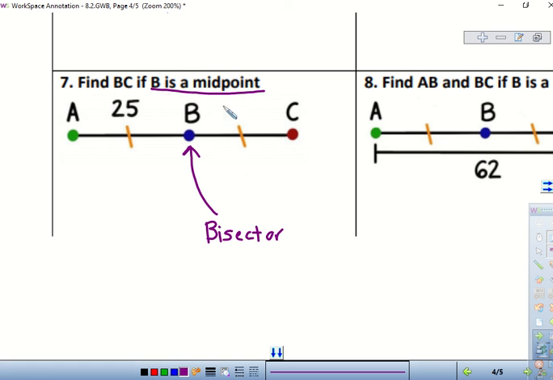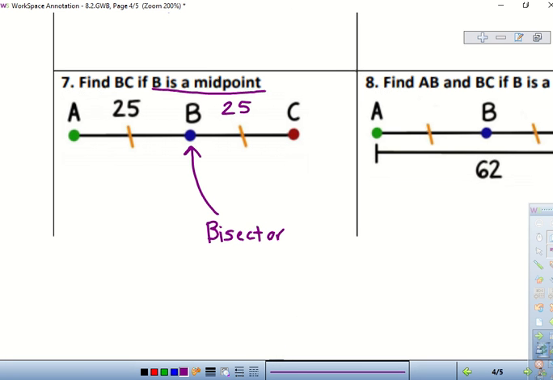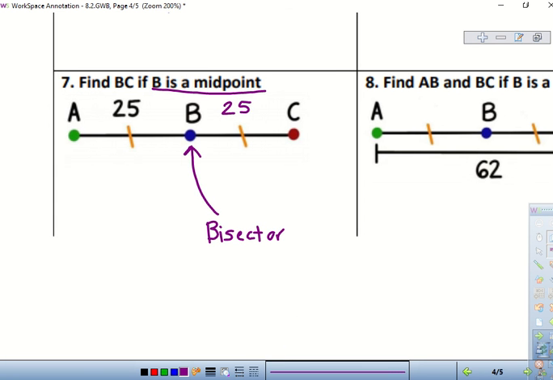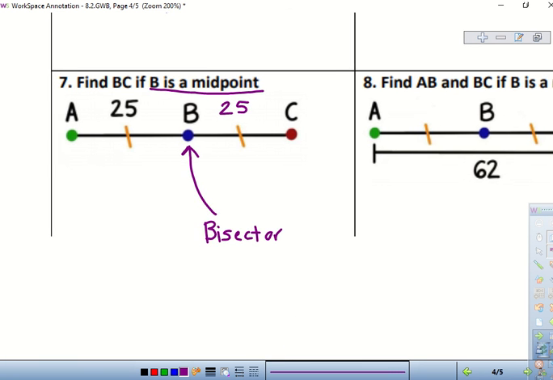So what would BC have to be here? 25. Those marks are what we call tick marks, like we talked about on the intro slide, and those mean that things are congruent. Okay? So the whole thing would equal 50, if they had asked for it, yes.